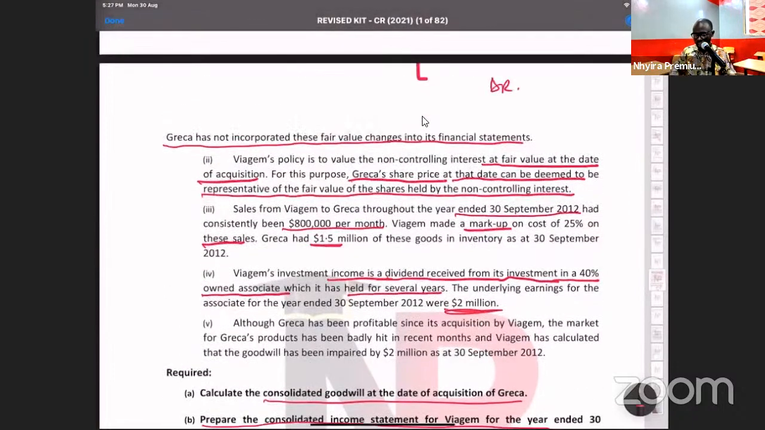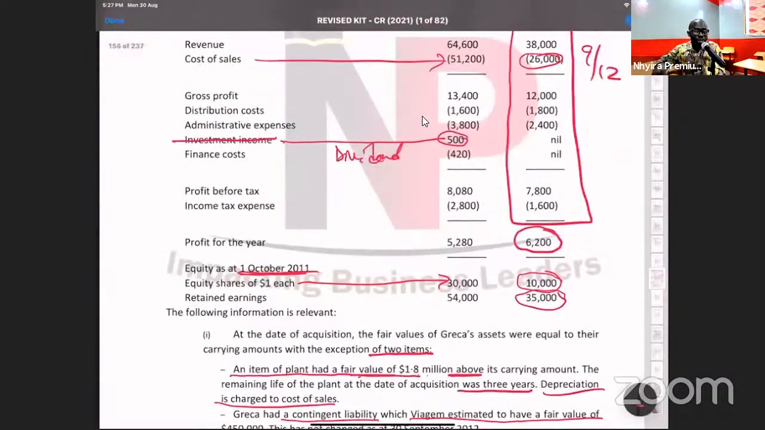Okay. So instead of bringing this 500 on the face of the consolidated statement of profit or loss, we would rather bring what? 40% of the 2000. Because it is not dividend received that comes, it is share of the post-acquisition profit in the associate that comes. So 40% of the 2000 gives us 800. So we're going to replace the 500 with the 800 when it comes to dealing with investment income.